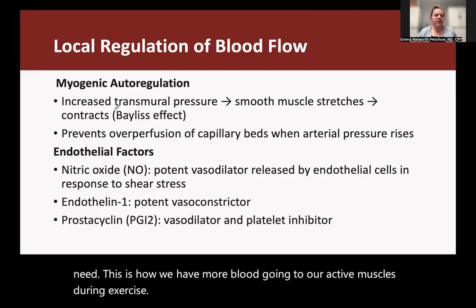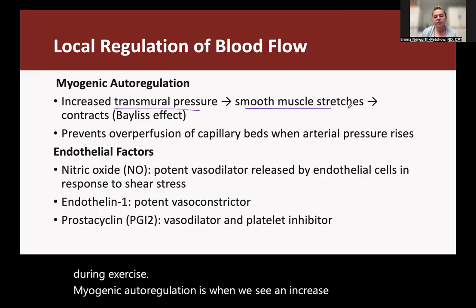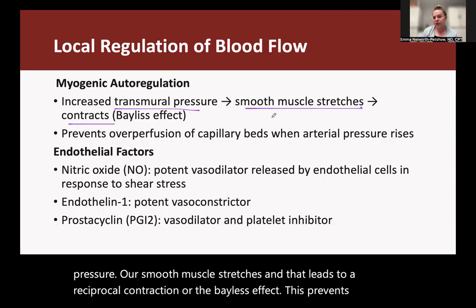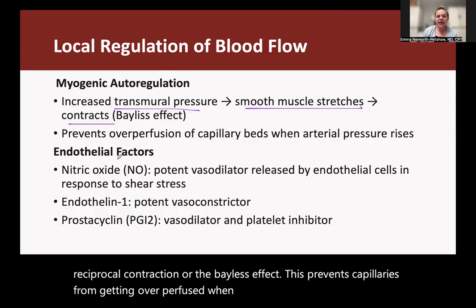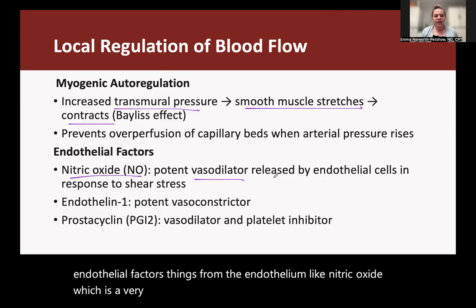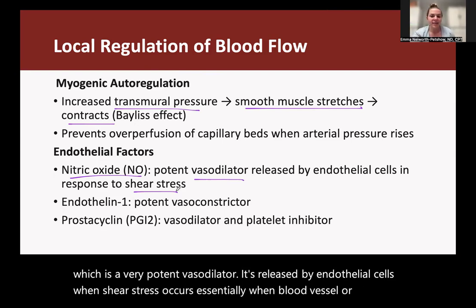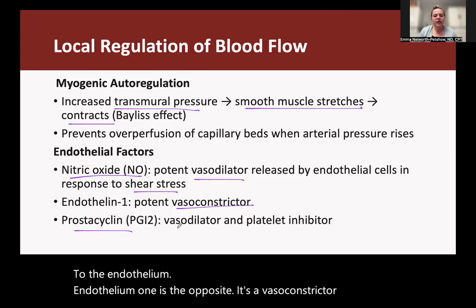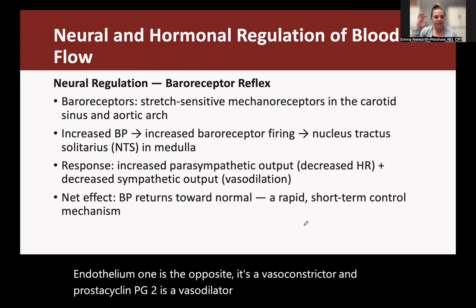Myogenic autoregulation is when we see an increase in transmural pressure, our smooth muscle stretches, and that leads to a reciprocal contraction, or the Bayliss effect. This prevents capillaries from getting overperfused when arterial pressure rises. And then there are endothelial factors, things from the endothelium like nitric oxide, which is a very potent vasodilator. It's released by endothelial cells when shear stress occurs, essentially when blood cells are dragging against the endothelium. Endothelin-1 is the opposite, it's a vasoconstrictor. And prostacyclin PGI2 is a vasodilator and a platelet inhibitor.